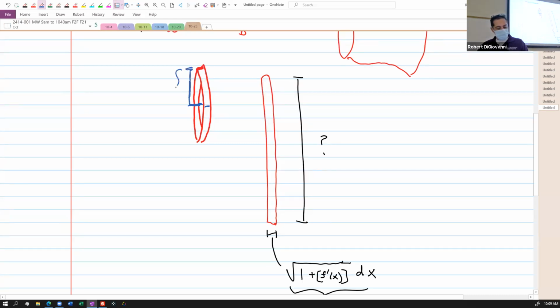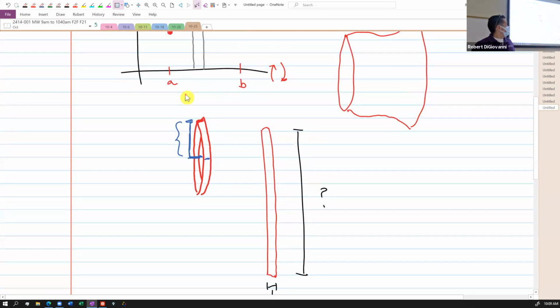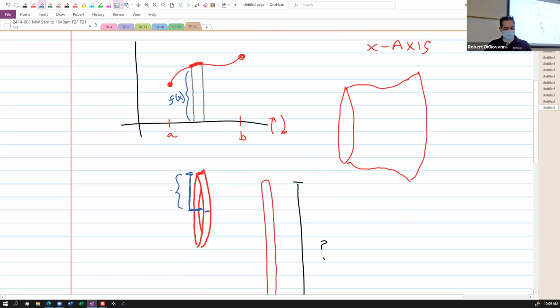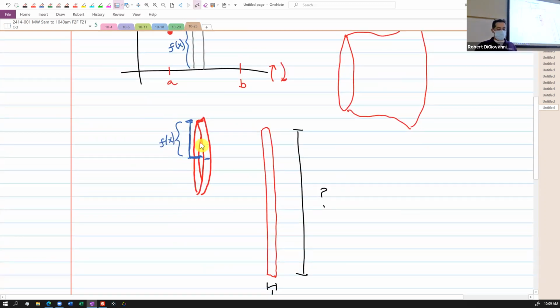Do we know what this distance right here is? That's the function, right? That's this distance here to here. That's f of x. Here to here is f of x. So that's the radius of this circle. Y'all get what we're doing, right? We've done this before. I just want to make sure y'all understand.